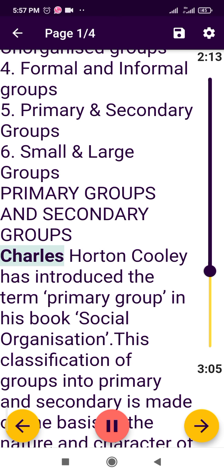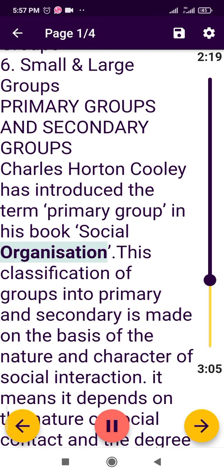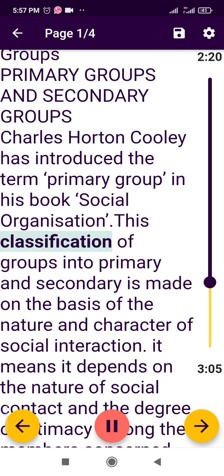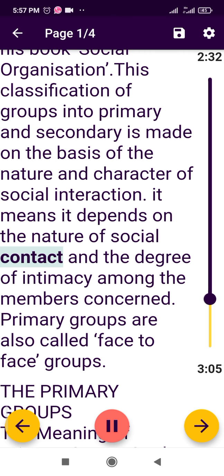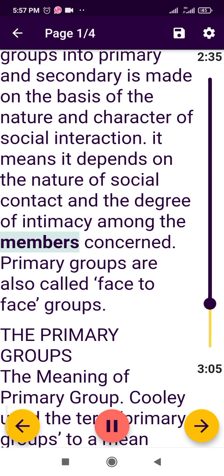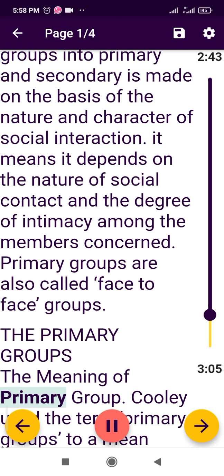Charles Horton Cooley introduced the term primary group in his book Social Organization. This classification of groups into primary and secondary is made on the basis of the nature and character of social interaction. It depends on the nature of social contact and the degree of intimacy among the members concerned. Primary groups are also called face-to-face groups.